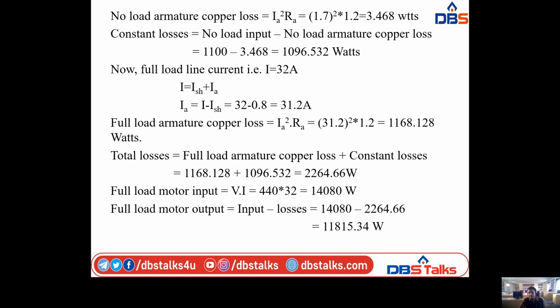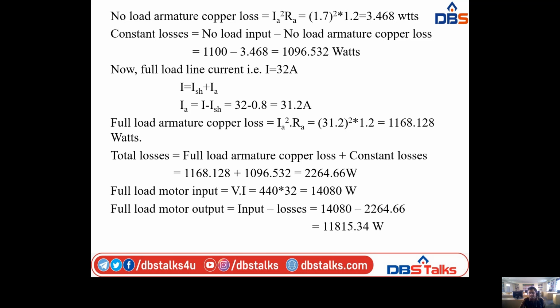Now you know the relation, that is I is equal to ISH plus IA for a DC shunt motor. From this I am writing IA is equal to I minus ISH. Here I is the full load line current, that is 32 amperes, minus the ISH value. Previously we calculated that value, ISH is equal to V by RSH, that is 0.8. So finally we have the armature current at full load, that is 31.2 amperes.